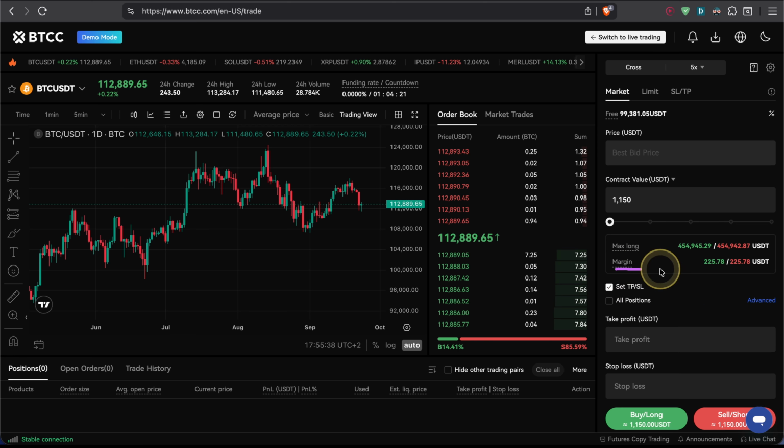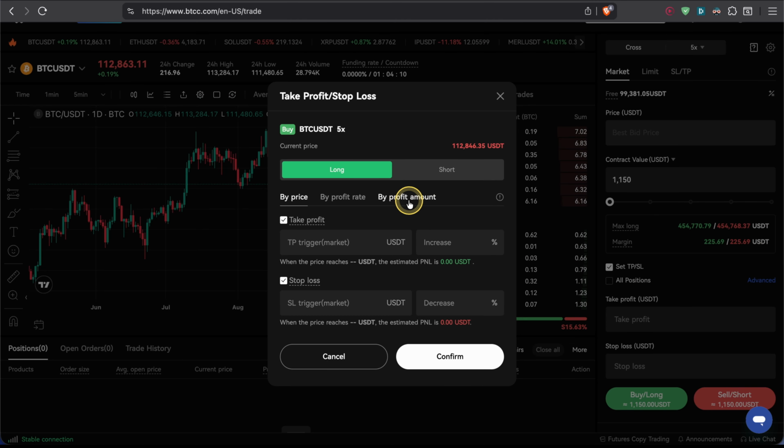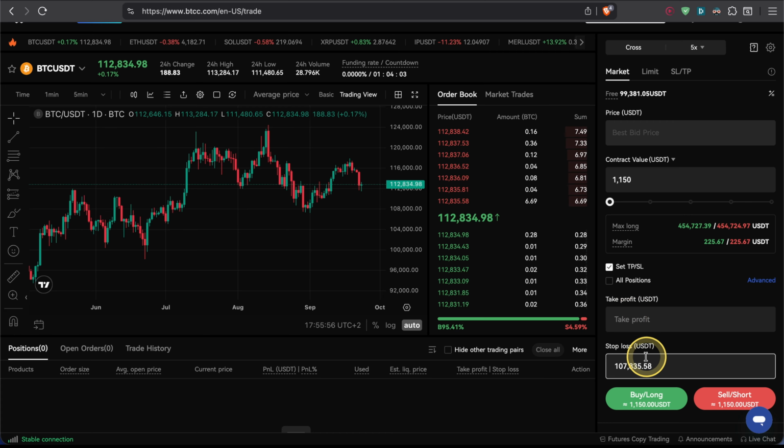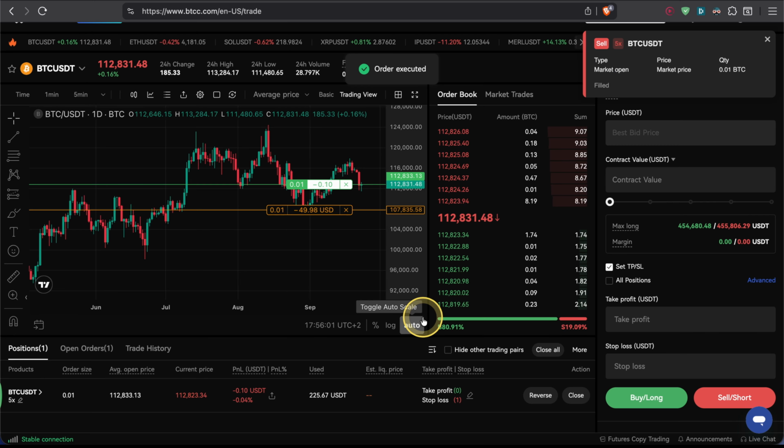Right under margin, I can see how much of my own capital I'm using as margin here. So roughly $200. And down here, I will now click on advanced and then choose by profit amount. And I want to make the maximum of $50 loss for this trade. The price is automatically calculated and set up in here. And now I can click on long, confirm, and then I'm already in my trade.